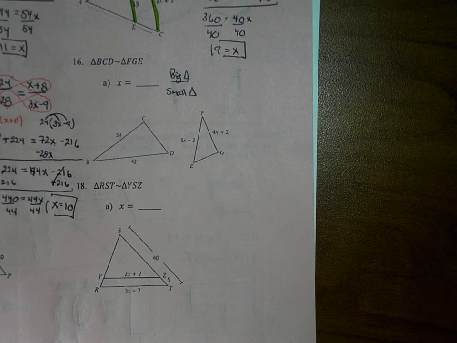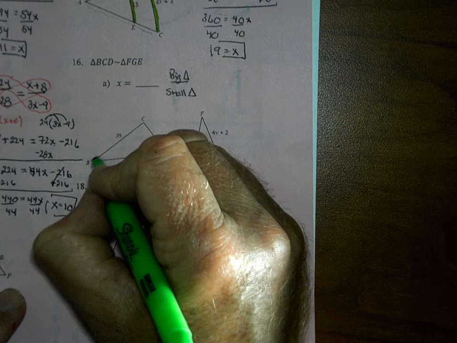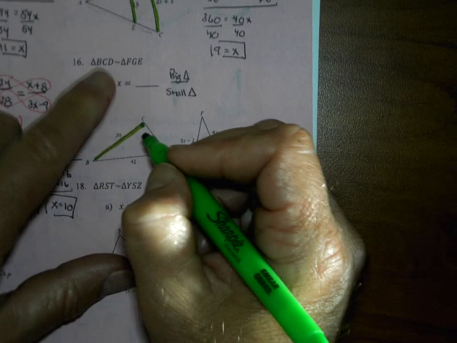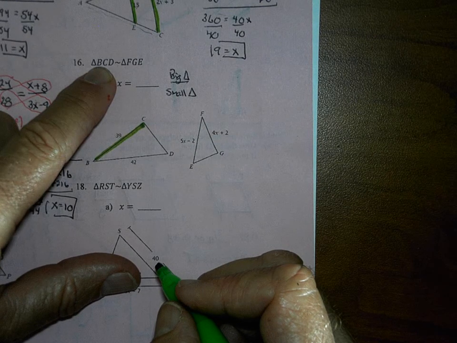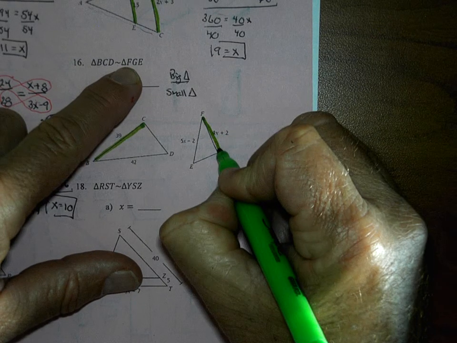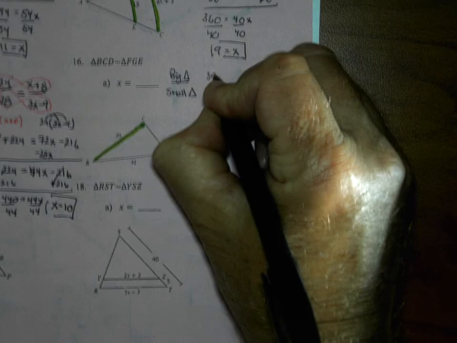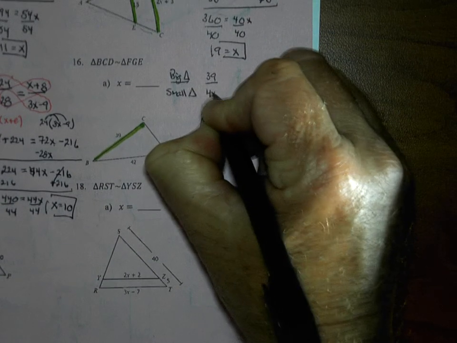Okay, so let's pick a side from the big triangle. Side B to C, which is 39. B to C is the first and the second letter. That means it has to correspond with side F to G, which is 4x plus 2. So one of my ratios would be 39 over 4x plus 2.